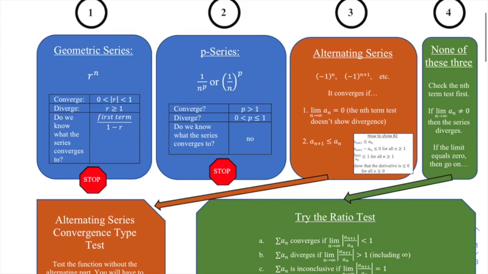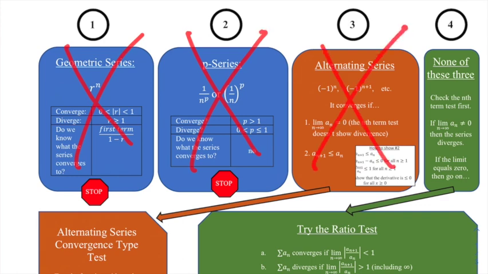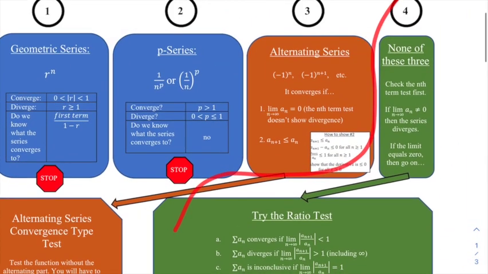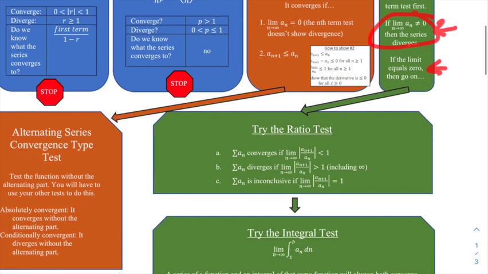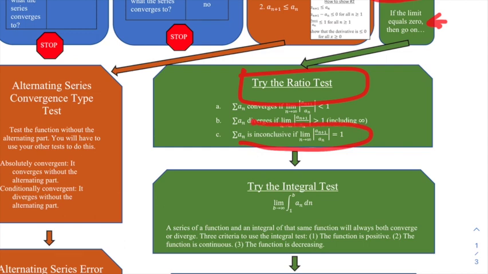So where are we in our grand scheme of things? If you know a series is not geometric or a p-series, and if you know it's not alternating, which we haven't learned yet, that will be our next video, then we go through all of these green boxes to try to figure out convergence. We start with the nth term test. If it doesn't equal 0, it diverges and we stop, but if it does equal 0, we have to go on to another test. We try the ratio test, but the ratio test can also be inconclusive.